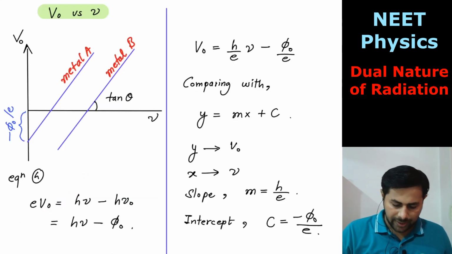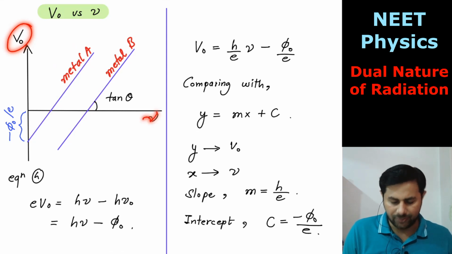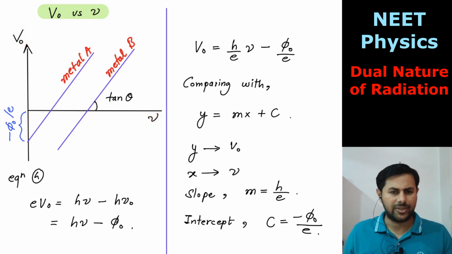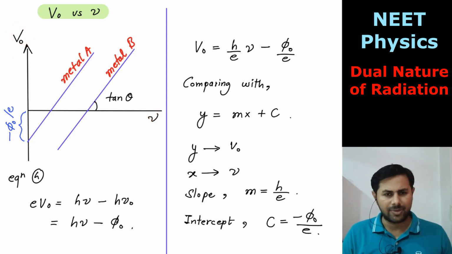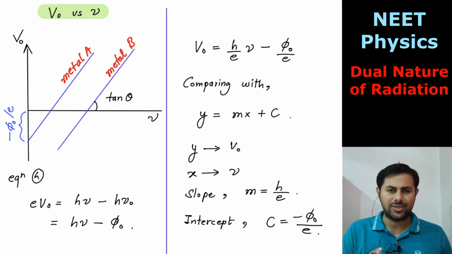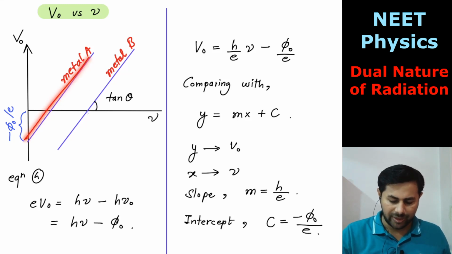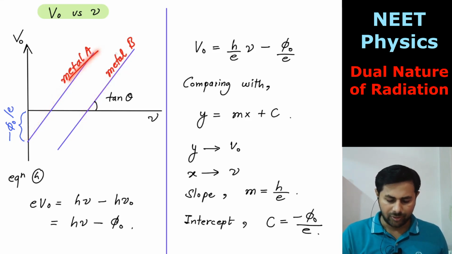And then let's see the fifth graph. That is V naught versus nu, the stopping potential versus frequency. We have seen in the last graph also that the stopping potential increases if you increase the frequency, but the graph between them is a straight line. It would be different for different metals, okay?